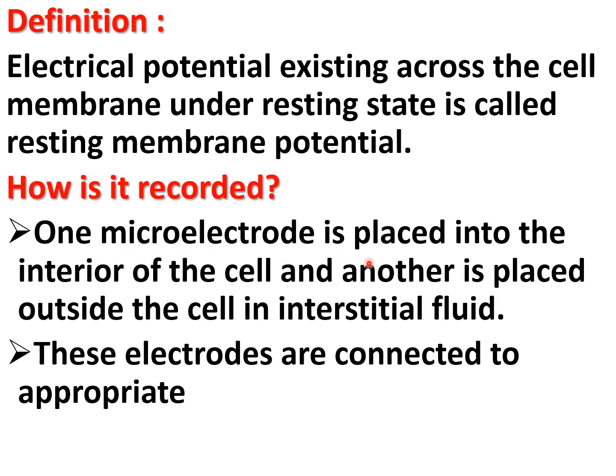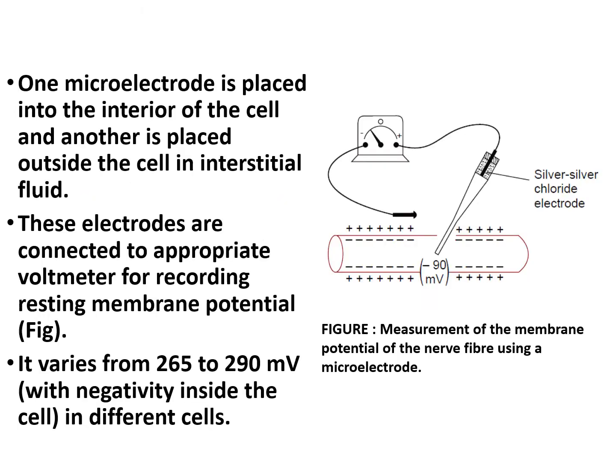One microelectrode is placed into the interior of the cell and another is placed outside the cell in the interstitial fluid. These electrodes are connected to an appropriate voltmeter for recording the resting membrane potential, and it varies from -65 to -90 millivolt, with negativity inside the cell, in different cells.